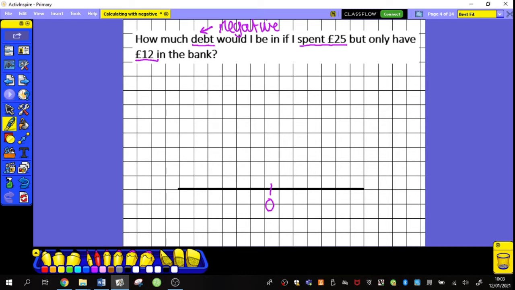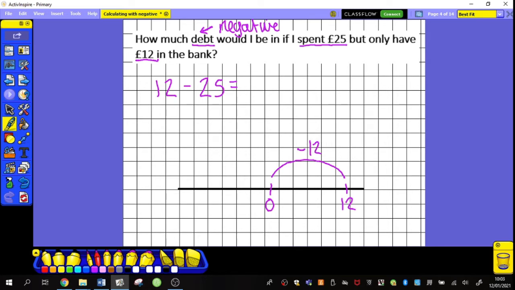Now, how much debt would I be in if I spend £25 but only have £12 in the bank? So I start off with 12 and I want to spend 25. So my calculation will be starting off with 12 and I'm going to be taking away the 25 that I'm trying to spend. So on my number line I'm going to start on 12. And I want to take away 25. So I'm going to be jumping back 25. Now, doing that in one jump is going to be quite tricky, so I'm going to break this into smaller jumps. First thing I'm going to do is I'm going to jump back to 0. That would be taking away 12. So 12 take away 12 is 0.